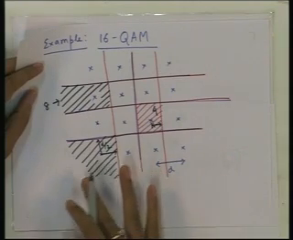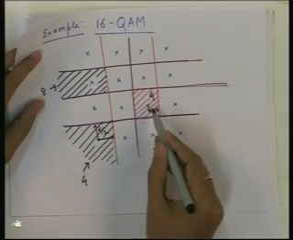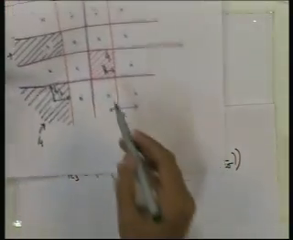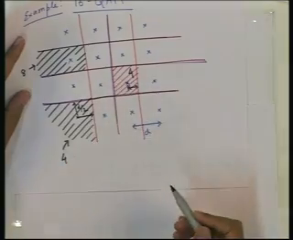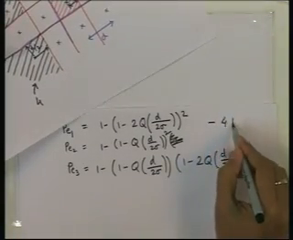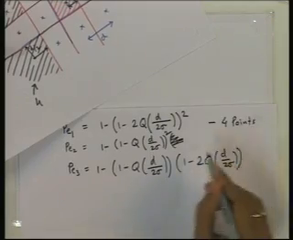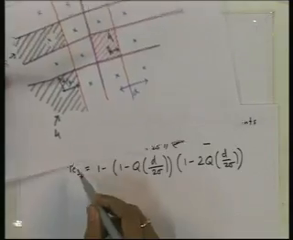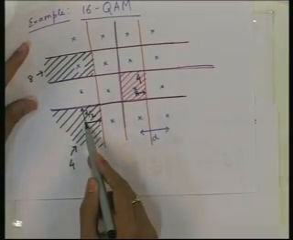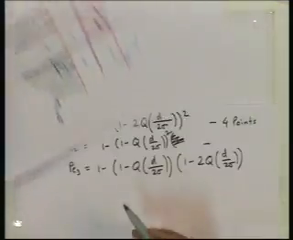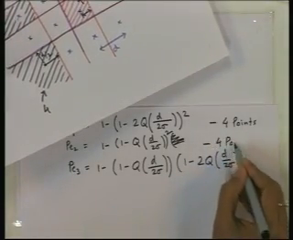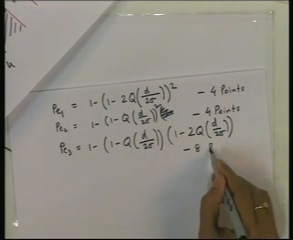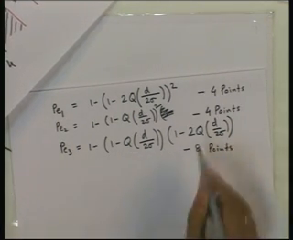Okay. Now this PE1, this same probability of error is valid for these 4 points. So, there are 4 points for which this is the probability of error, and this PE2 is for this point, and there are 4 such points also. So, there are 4 points for which this is the probability of error, and there are 8 points for which this is the probability of error.